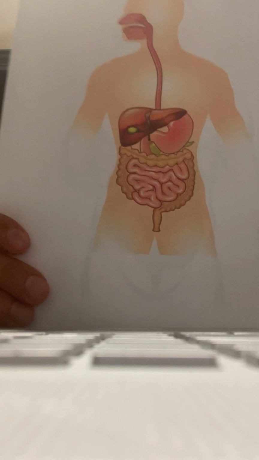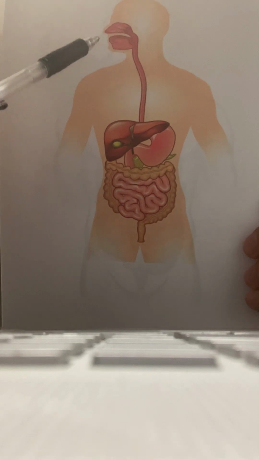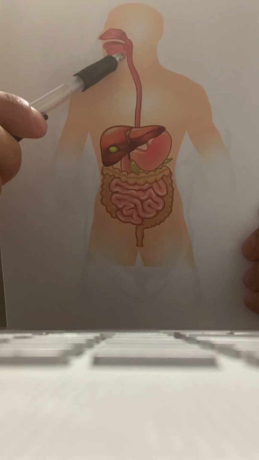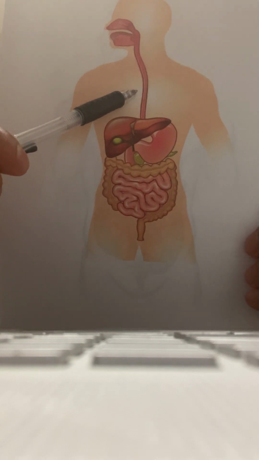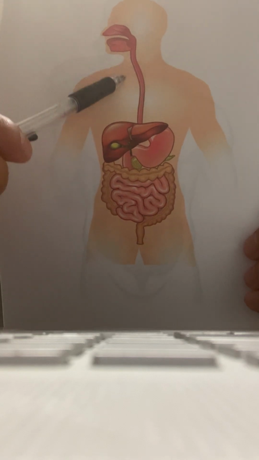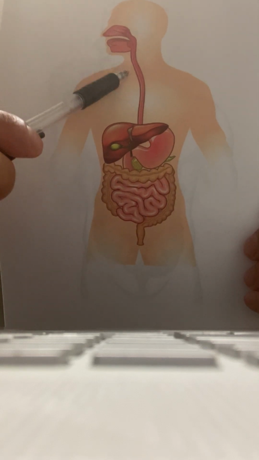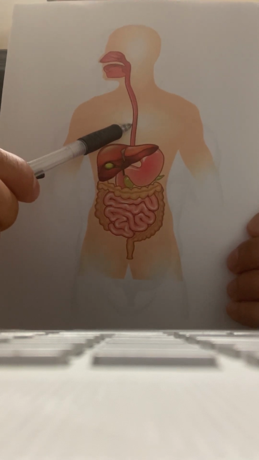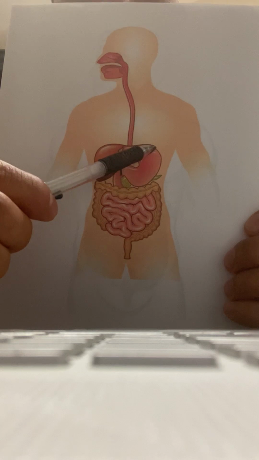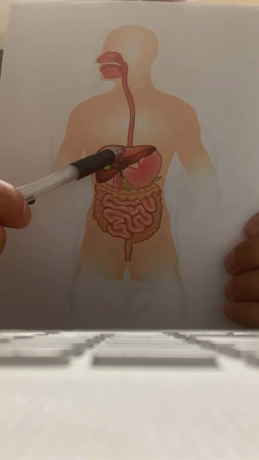I'm going to show some pictures here and point out some body parts. So the food starts in the mouth and goes down to the esophagus. The esophagus is a fibromuscular tube about 25 centimeters long. It travels behind the trachea and the heart, and it passes through the diaphragm. The diaphragm is around this part. The diaphragm divides the thoracic cavity from the abdominal cavity.